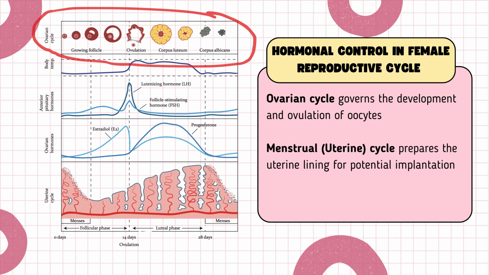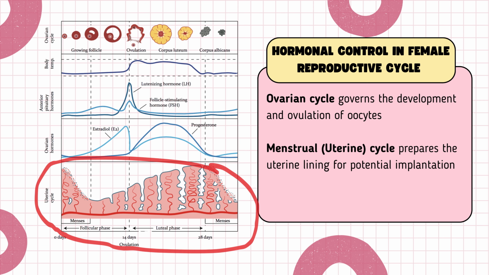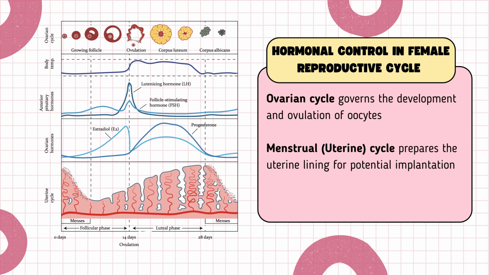In particular, the ovarian cycle governs the development and ovulation of oocytes, while the menstrual cycle prepares the uterine lining for potential implantation. These cycles are controlled by hormonal feedback mechanisms and are essential for successful reproduction. In human females, the hypothalamus plays a central role in regulating reproductive function.